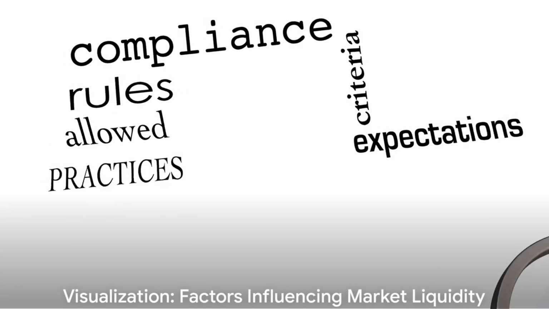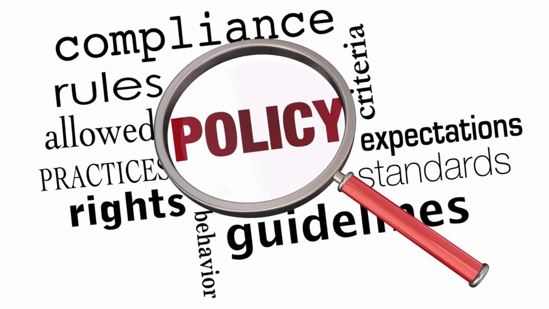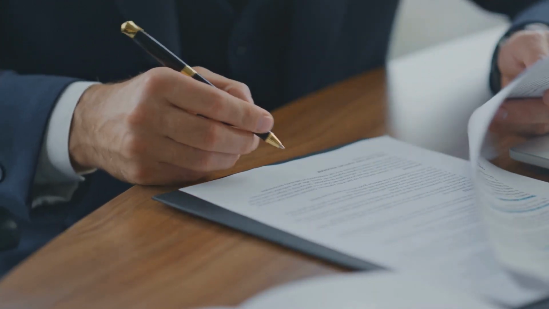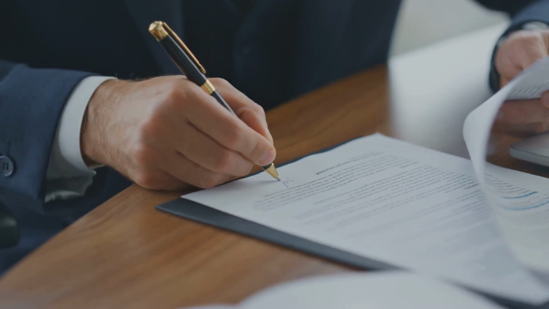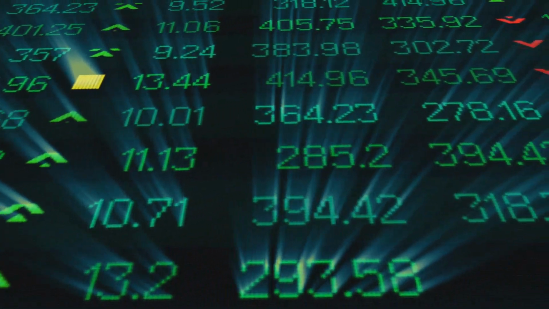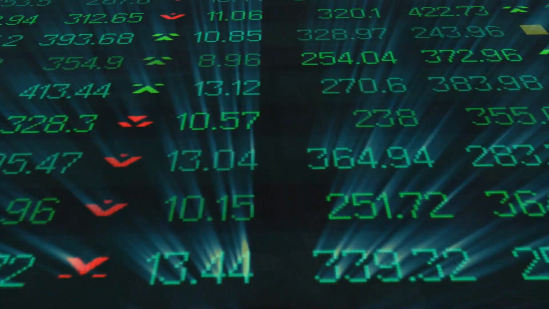To visualize these influences, let's imagine a graph. The x-axis represents time, the y-axis represents liquidity. As each factor we discussed comes into play, the line on the graph fluctuates, demonstrating how market liquidity can change under various conditions. These factors, among others, play a crucial role in determining the liquidity of a market.